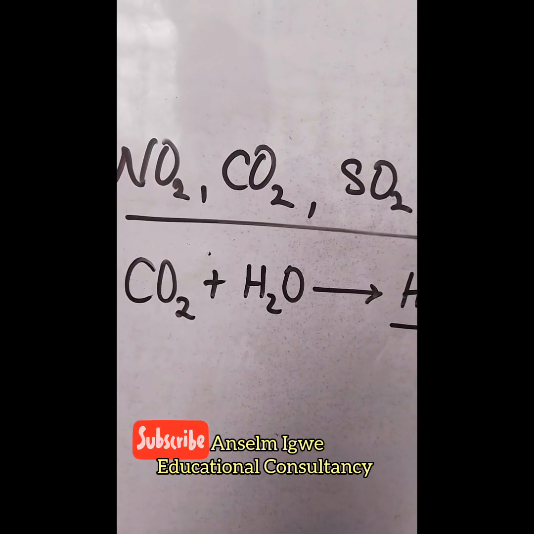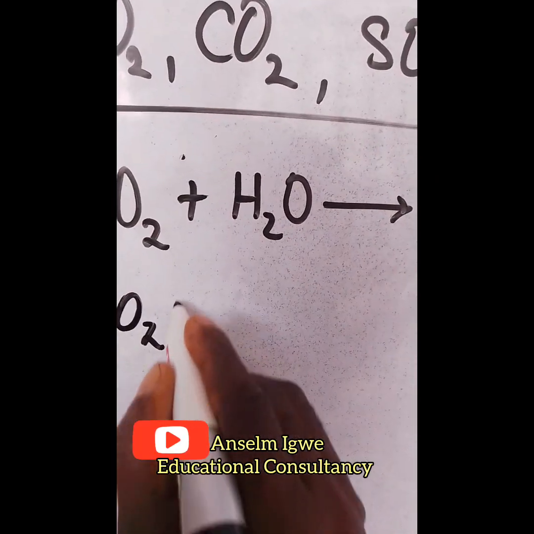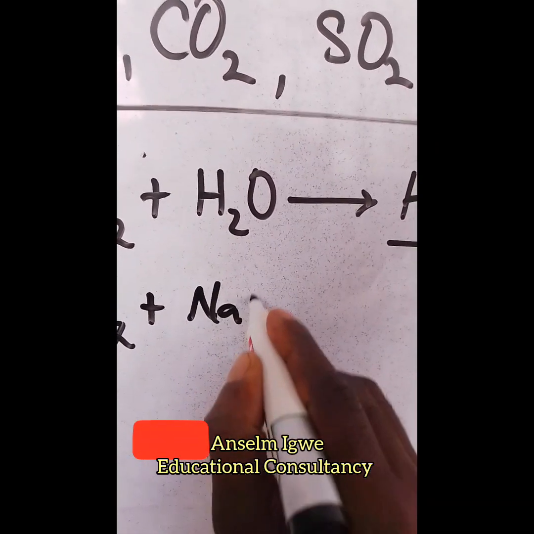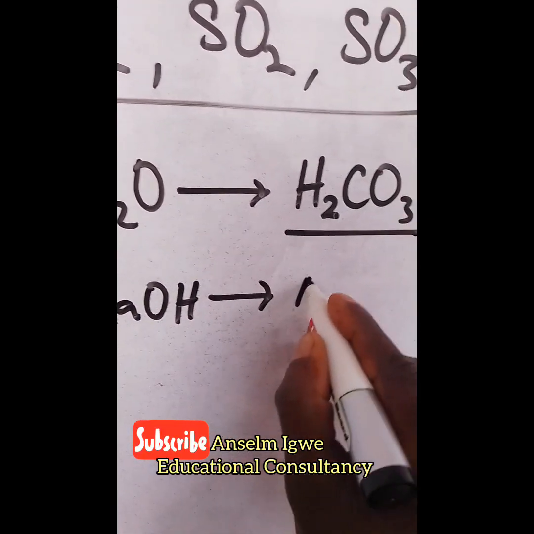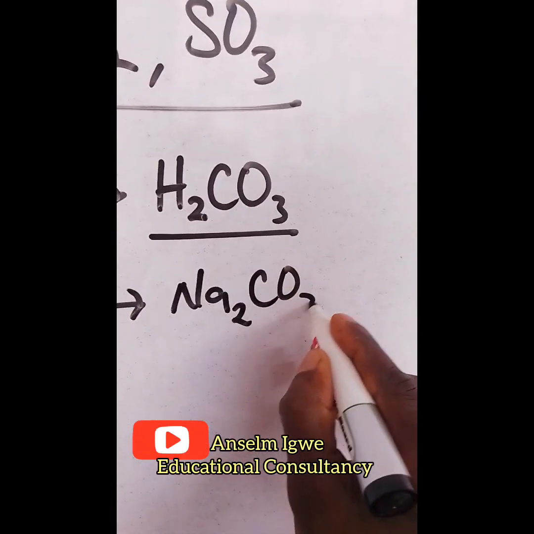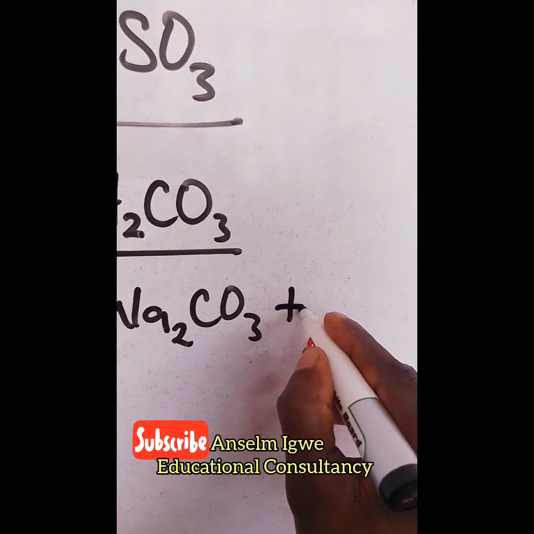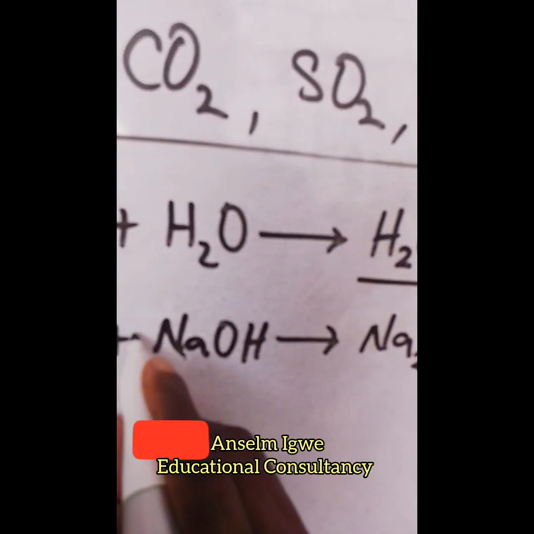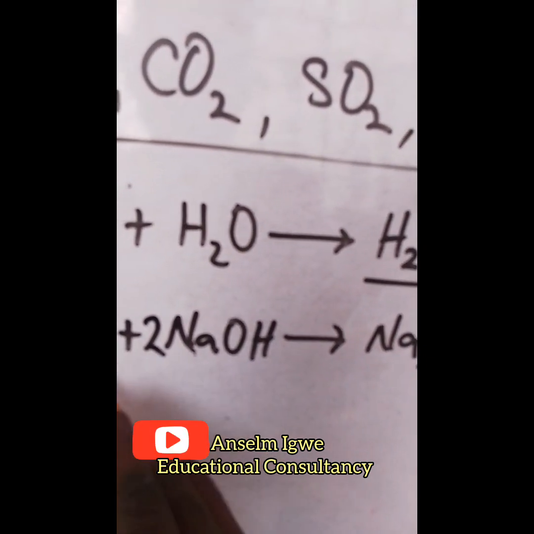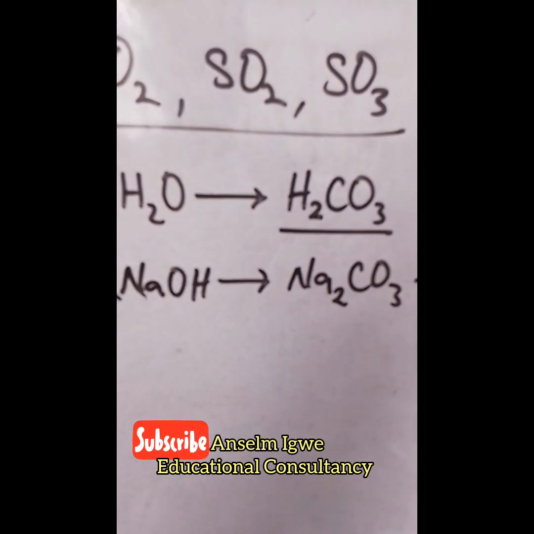They can also react with a base to form salt and water. For instance, the same CO2 can react with sodium hydroxide base to form sodium carbonate, Na2CO3, plus water. To balance the equation, sodium is 2 this side, you write 2 here. Oxygen is 2 plus 2, 4. 3 plus 1, 4. So it's balanced.